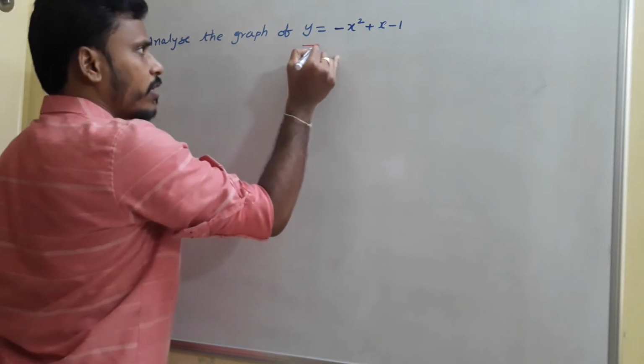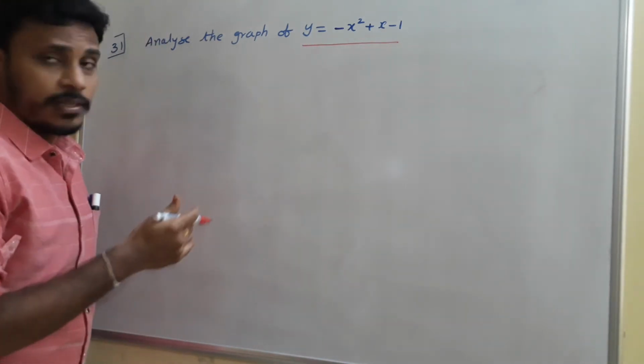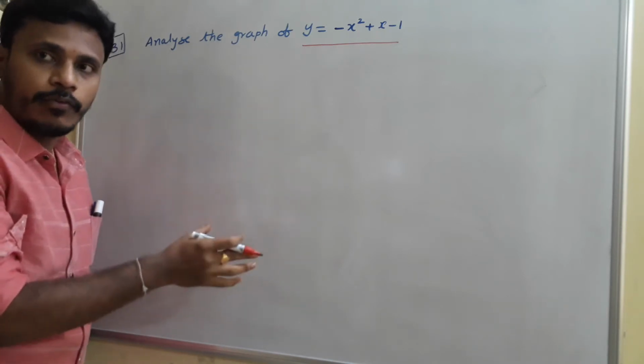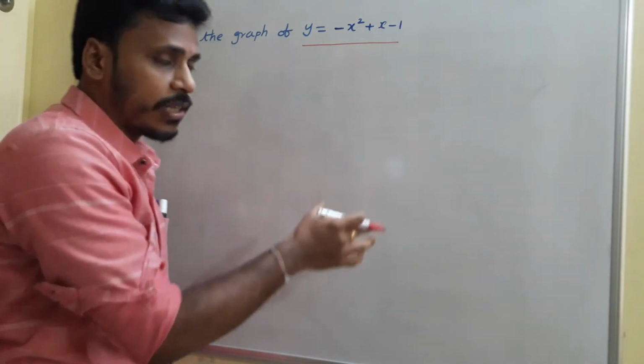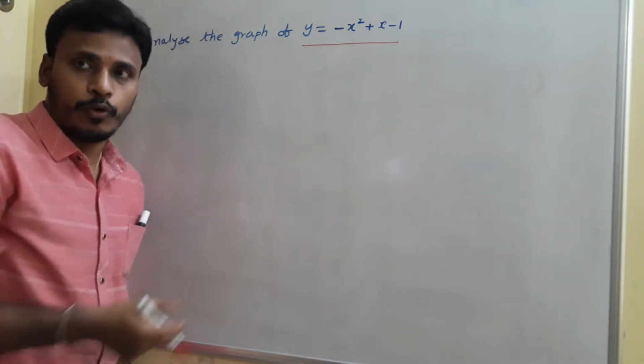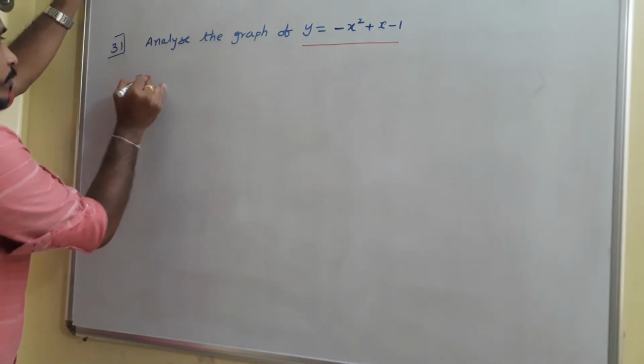The graph of y equals minus x square plus x minus 1. First thing, for the graph, we need to observe some points. From there, we need to sketch the graph, and then from the graph, we need to observe some other points. Okay. So, first thing is for the graph.